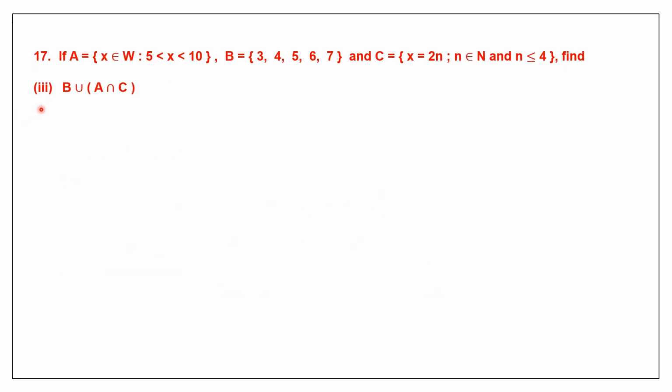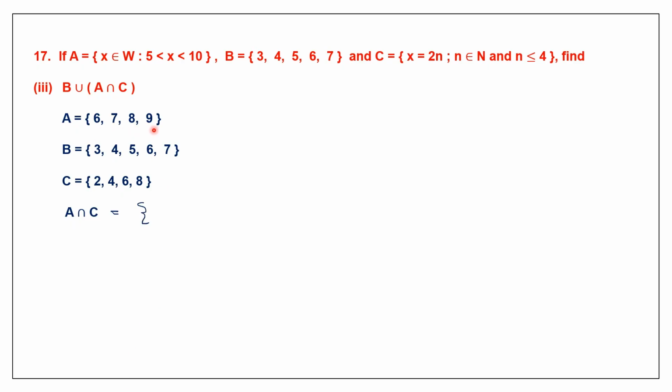In the third question, we need to find the union of two sets. The first set is B, the other set is A intersection C. So what are all the elements of A? 6, 7, 8, 9. B is 3, 4, 5, 6, 7 and C is 2, 4, 6, 8. Now to find this, first we need to find A intersection C. So A intersection C, that means the elements that are common to A and C.